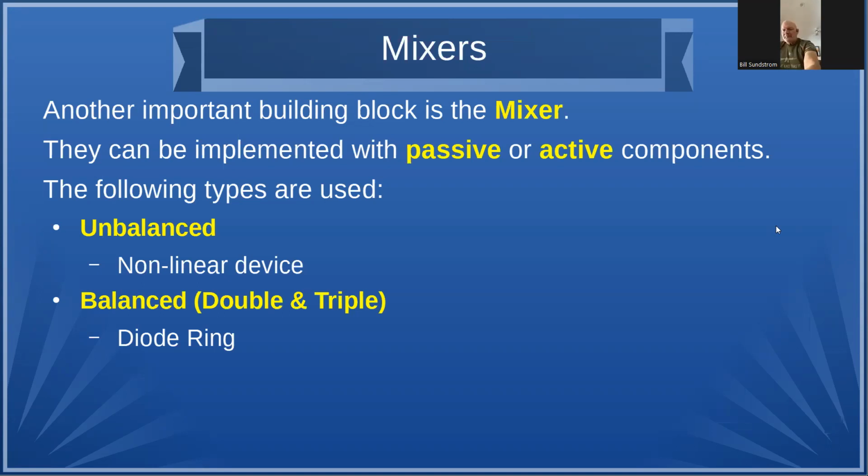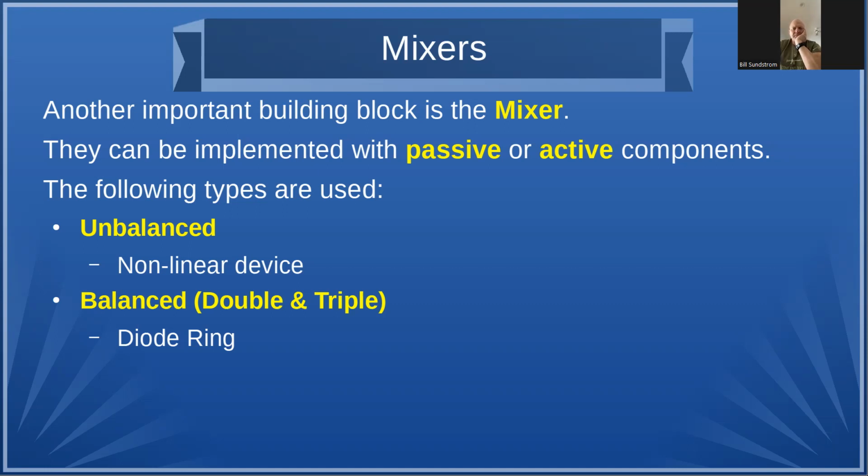The other big thing is a mixer that we kind of need to do a lot of this modulation and demodulation. There are passive and active components that can be used as mixers. We have unbalanced mixers, which is basically a nonlinear device, could be a diode, a transistor base emitter junction, things like that. And that gives you all of the components when you multiply the frequencies, not only the carrier and the sidebands, but multiples of them.